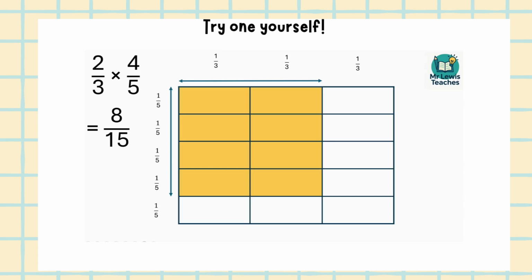Also, don't forget that little pattern we saw. 2 times 4 is 8, and 3 times 5 is 15. So again, we have a little pattern of finding fractions multiplied by fractions.